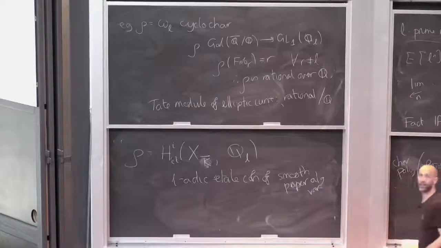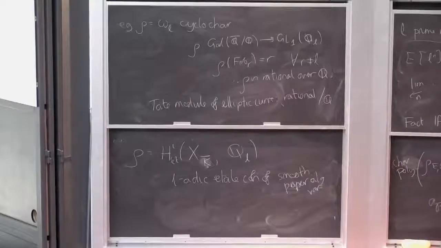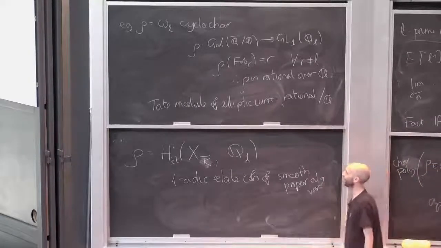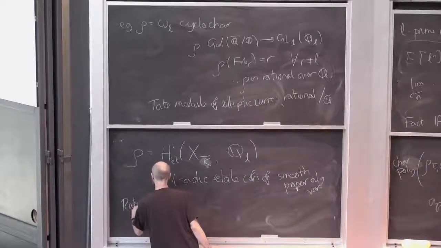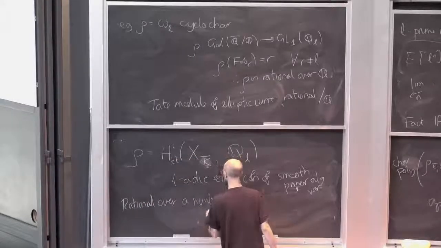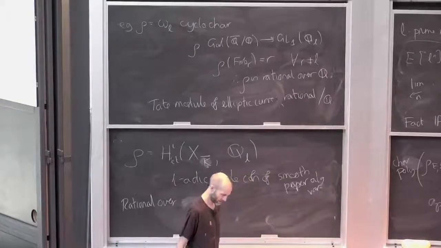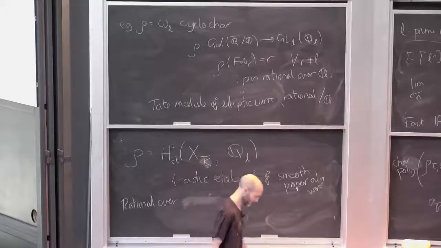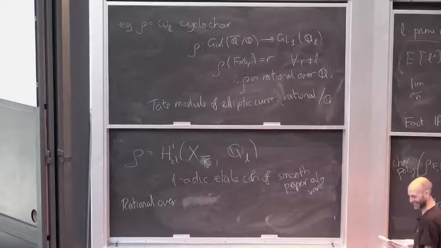Who knows what that means? Brian does. Hi, Brian. I don't know what it is. I sort of know what it is. There you go. There's a perfectly good example of an L-adic Galois representation. That's rational as well. Rational over a number field. I'm confused now. Should I be confused? You see, I'm talking about things I don't know, Brian. Help! I need help. Can you text me?